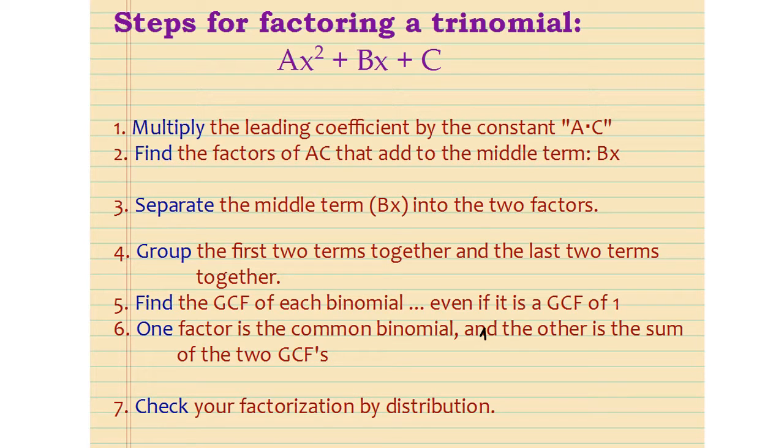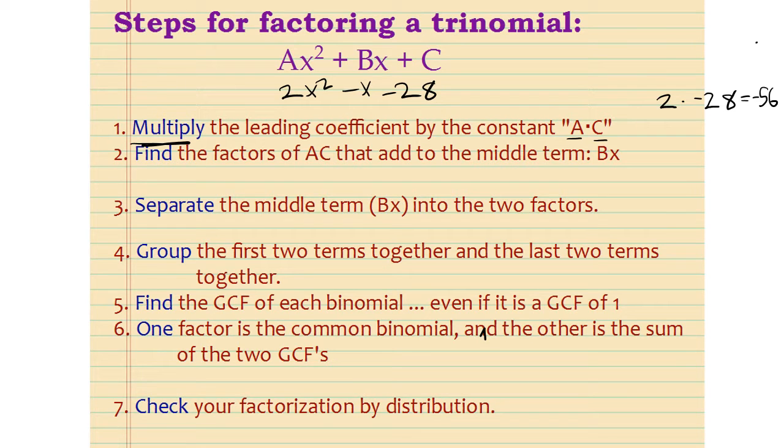Let's do an example at the same time. 2x squared minus x minus 28. In order to factor this trinomial, we will first multiply the leading coefficient by the constant, a times c. Our a times c in this case, 2 times negative 28, is equal to negative 56.